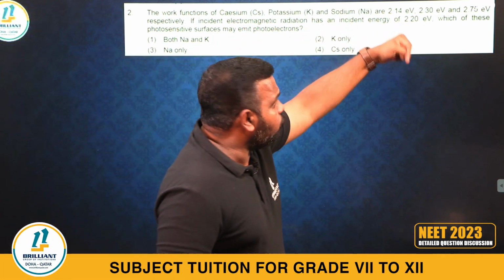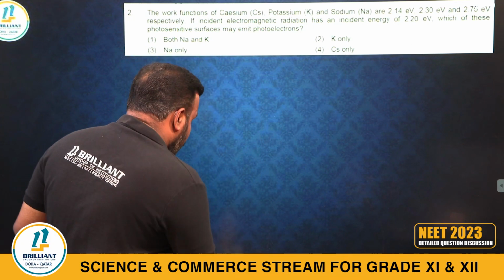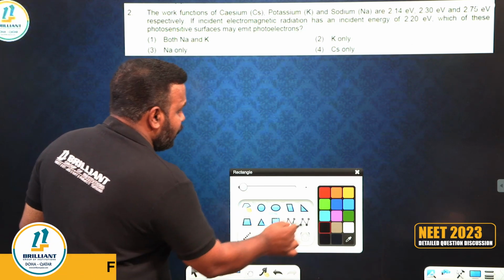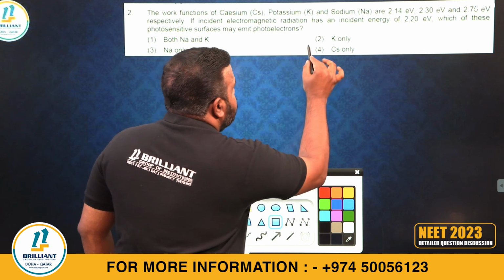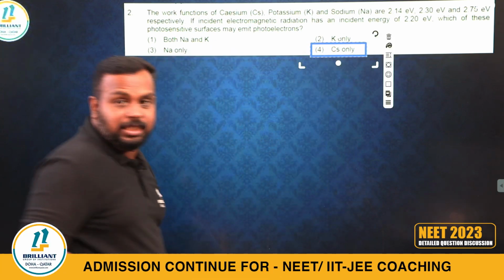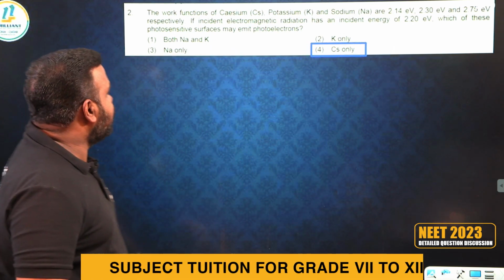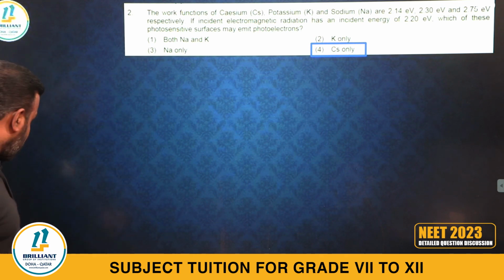Cesium's work function is 2.14. So our correct answer is which one? Correct answer is option 4. It is cesium only. All right, it's clear, I think. I'm going to the next question now.